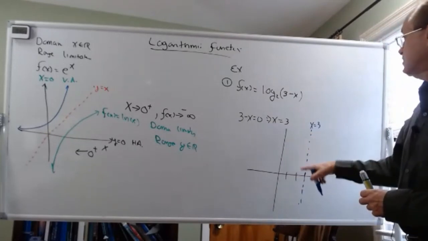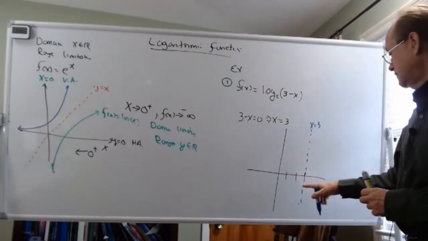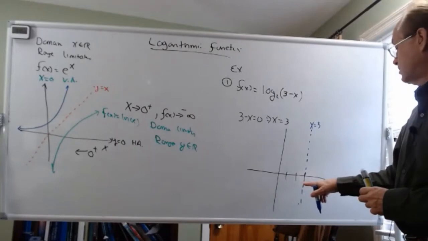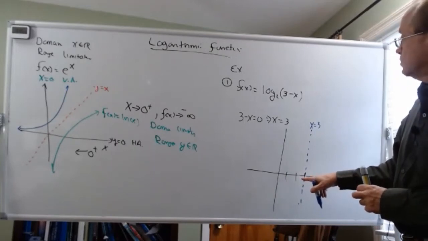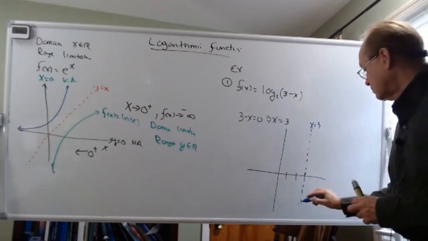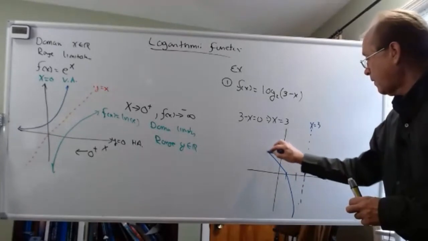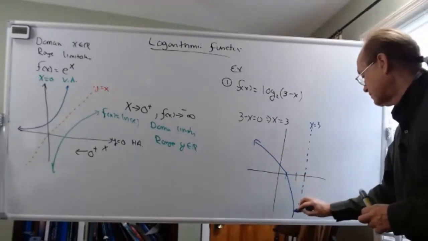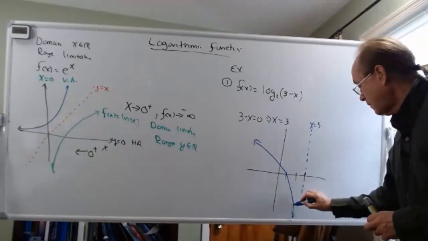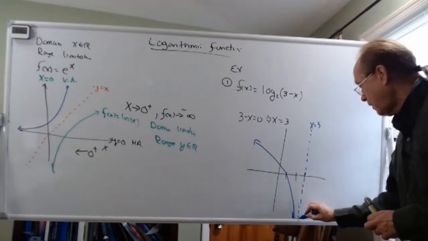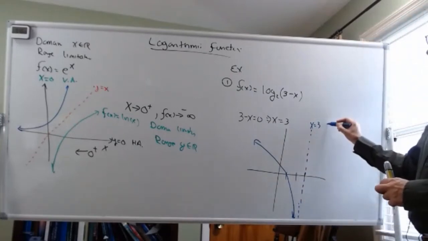So if I take x is 0, log of 3, so when does that go to 0? So that is equal to 2, so it looks like 2. This goes something like this. That's what the graph looks like. And there's my vertical asymptote.